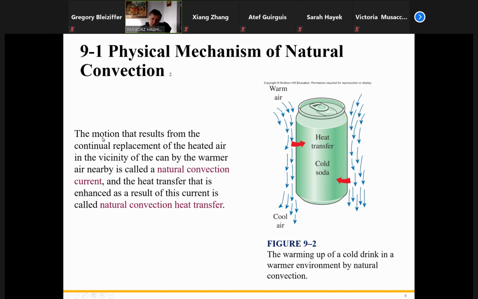Therefore, the motion results from continual replacement of the hot air, the heated air, close to the warm surface. It goes down here, and this is happening. Now there are no external forces. All this air movement, that's the terminology you have to look at here. This air movement takes place because of temperature difference. Temperature difference causes this phenomenon to take place. Any question?